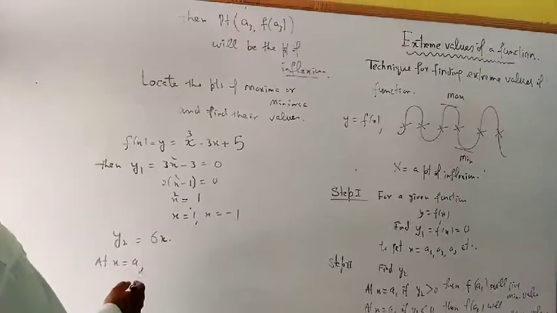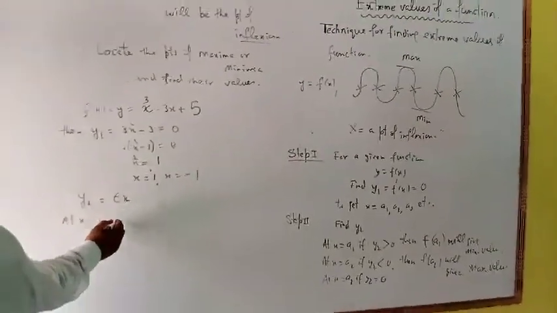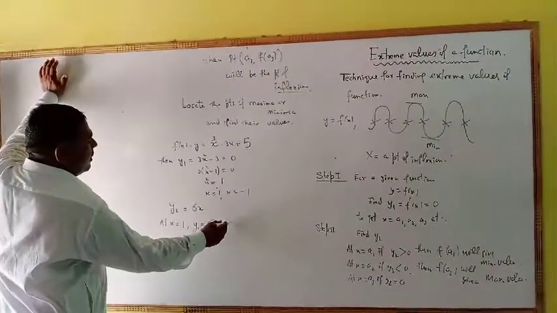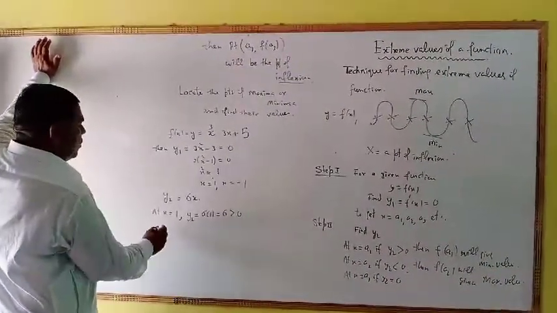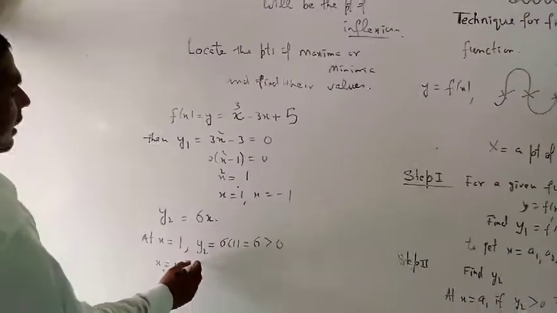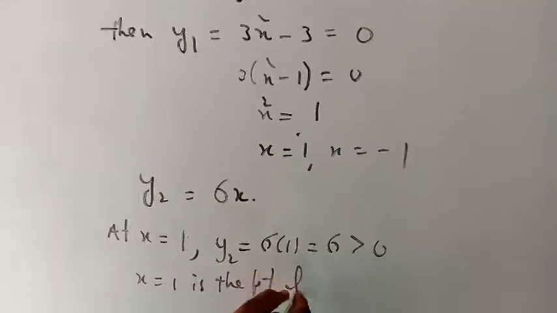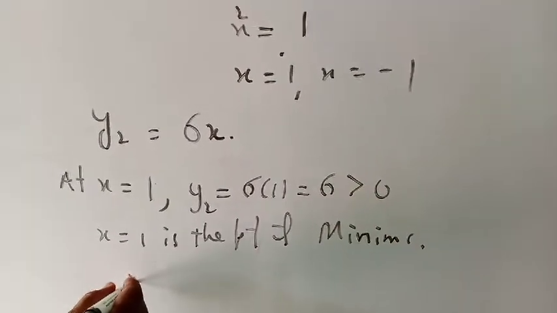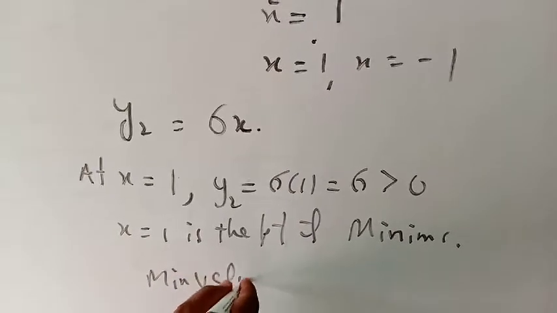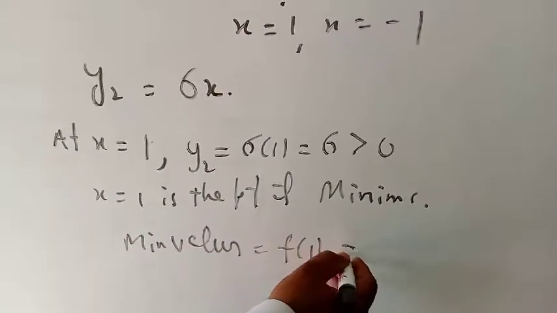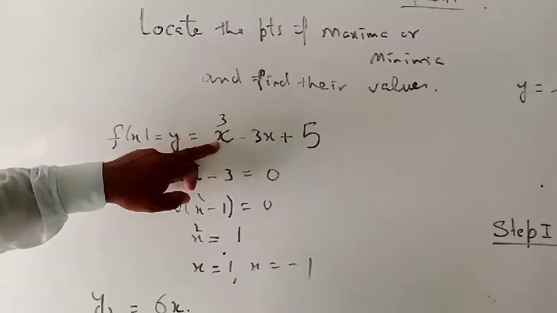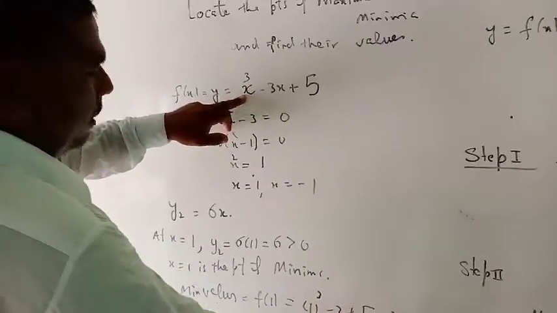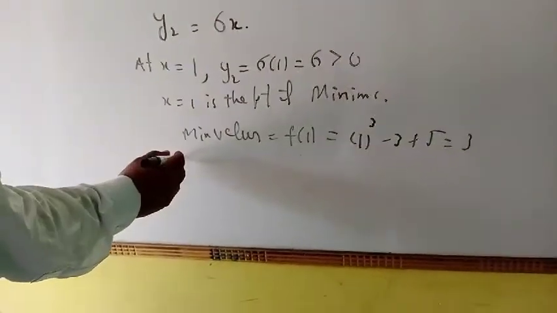And x is equal to 1. Find out the value of the second derivative by putting it here. y2 is equal to 6 into 1 is equal to 6, greater than 0. So x is equal to 1 is the point of minima. And if we want the minimum value, it is obtained from the original function given here. Write 1 instead of x like this: 1 minus 3 plus 5, that is 3.